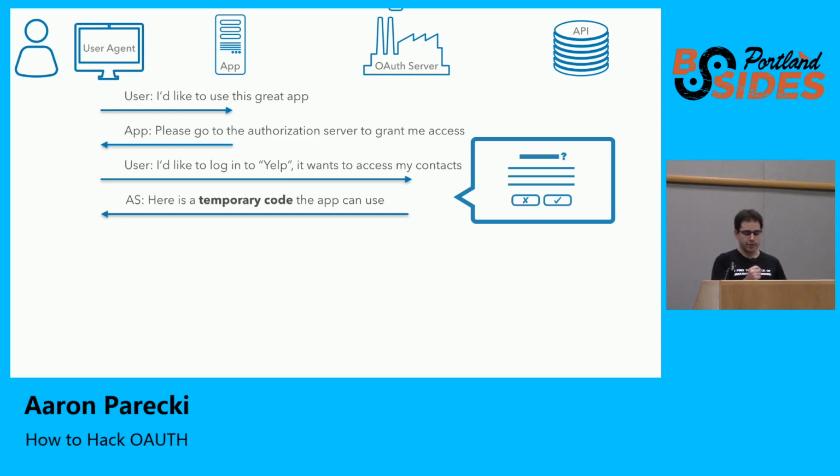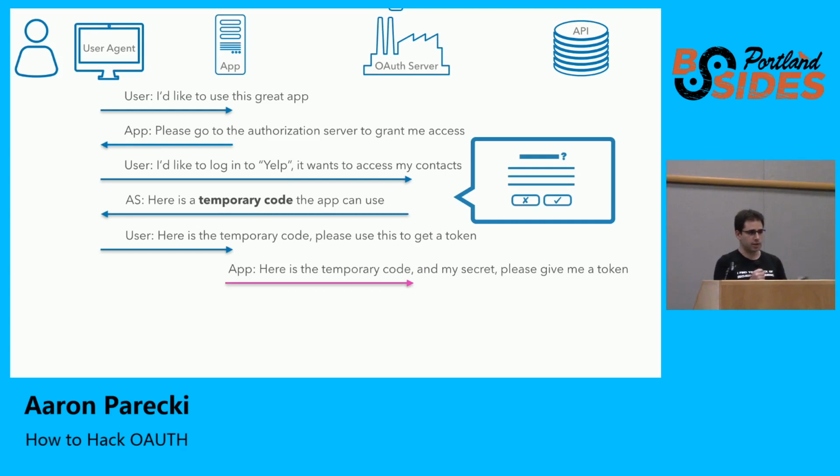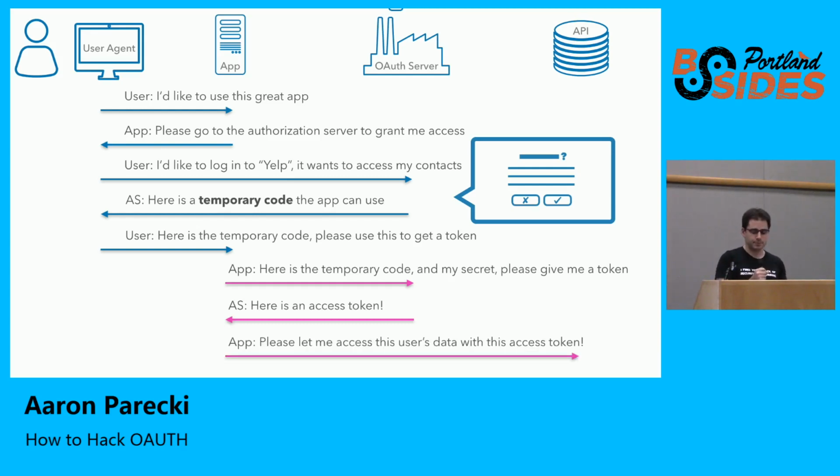The user's browser takes it back to the application and says, hey, application, I'm done logging in there. The OAuth server gave me this code, this one-time use code that you can use to go get an access token. And now behind the scenes, the app can go and exchange that temporary code for an access token. It also has to authenticate itself, so it provides its own secret that it got when it registered, and then the server returns an access token, and now we're done. The app has an access token.